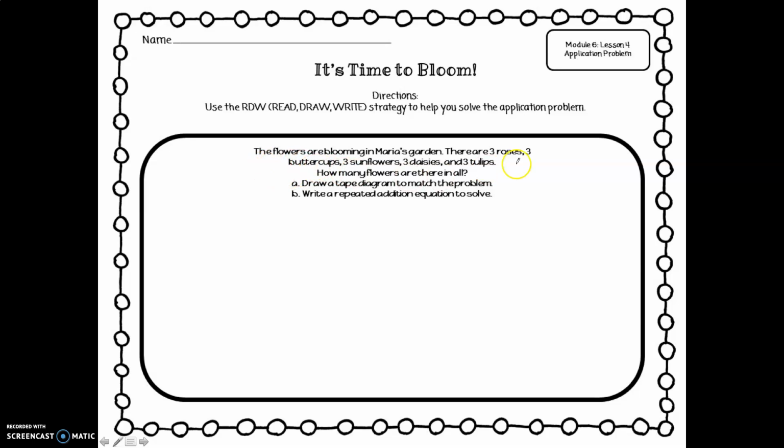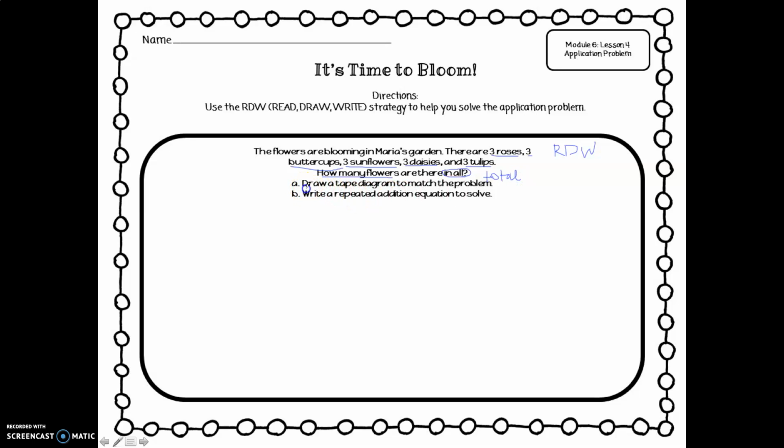All right, let's use RDW to solve this problem. RDW. All right, the problem is: the flowers are blooming in Maria's garden. There are 3 roses, 3 buttercups, 3 sunflowers, 3 daisies, and 3 tulips. How many flowers are there in all? That's important. So we're looking for the total.